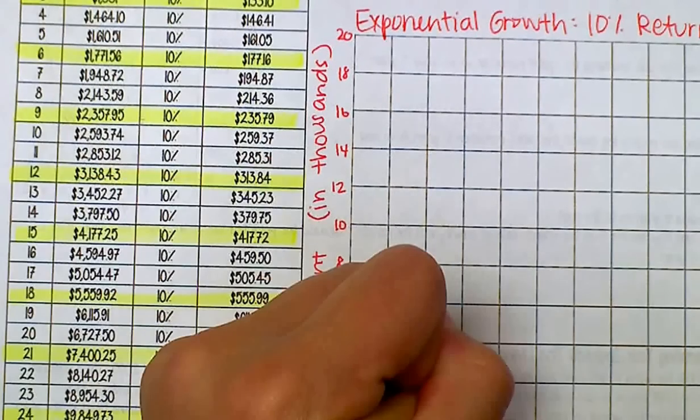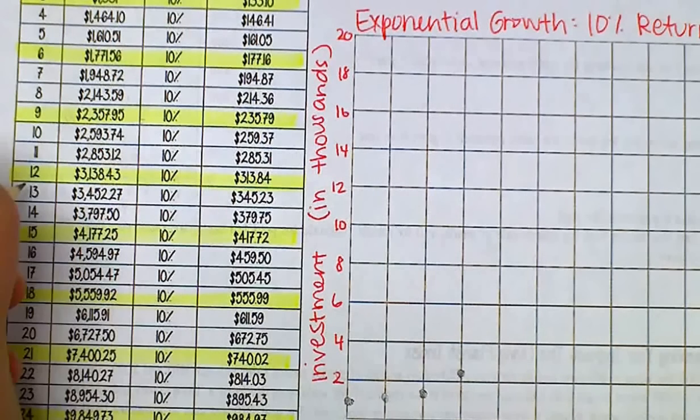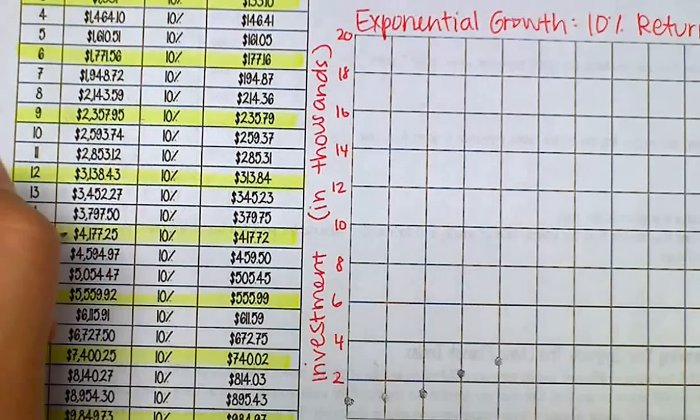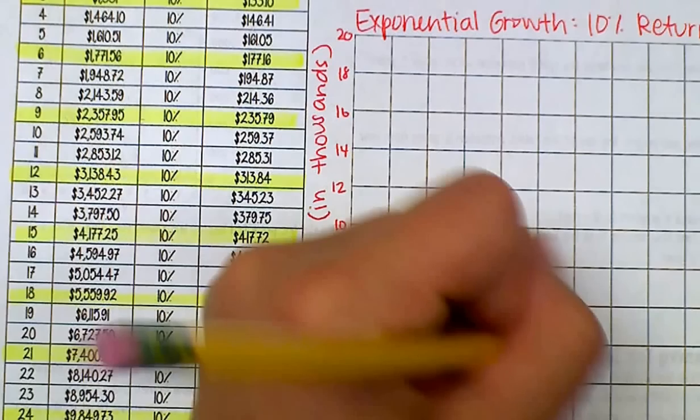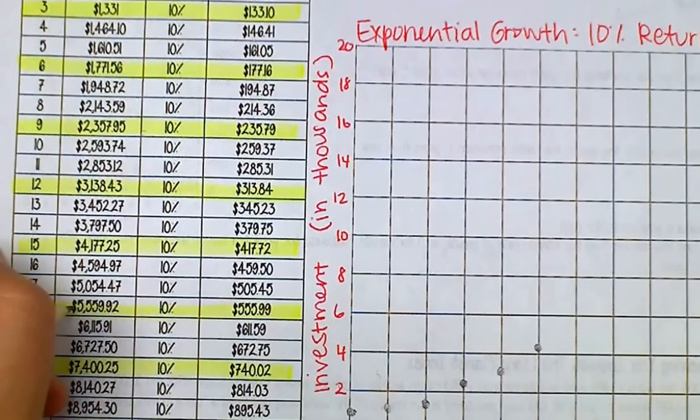It's going to be above this 2,000 line. Year 12, I have 3138. It's going to be a little higher. Year 15, I have 4177. It's going to be up here. Year 18, 5559.